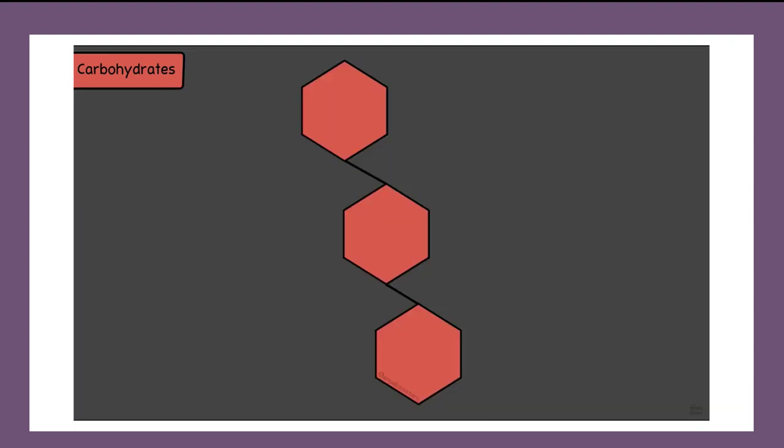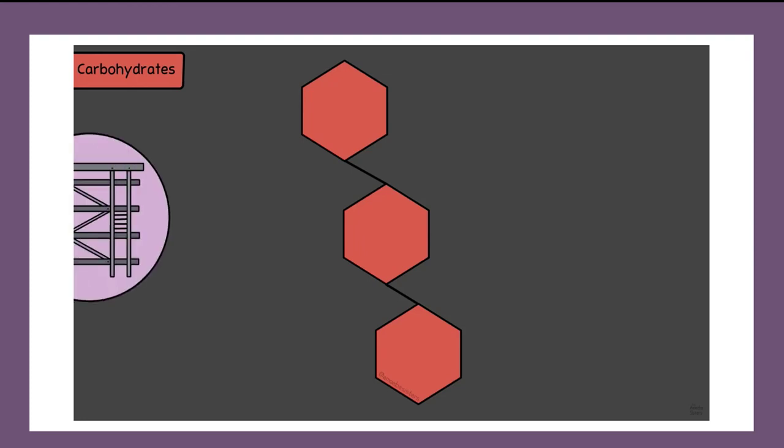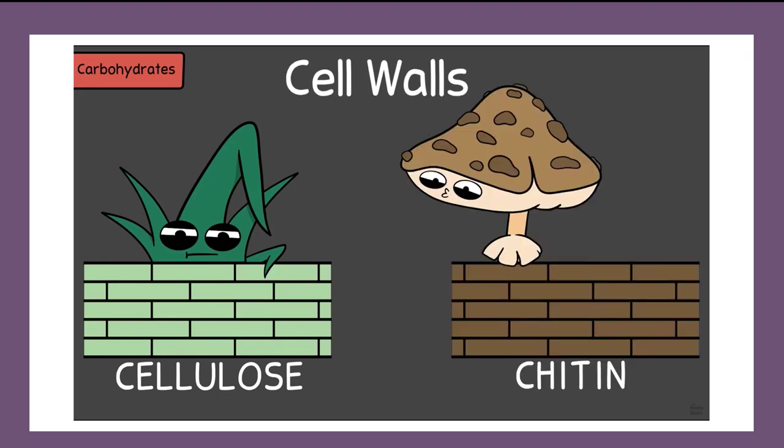So how are carbohydrates important to an organism and the structure and function of its cells? Well, plants have cell walls of carbohydrates, specifically a large one known as cellulose. Fungi have cell walls of carbohydrates too, specifically one known as chitin. Fun fact, that carbohydrate chitin is also what makes up the exoskeleton of insects.